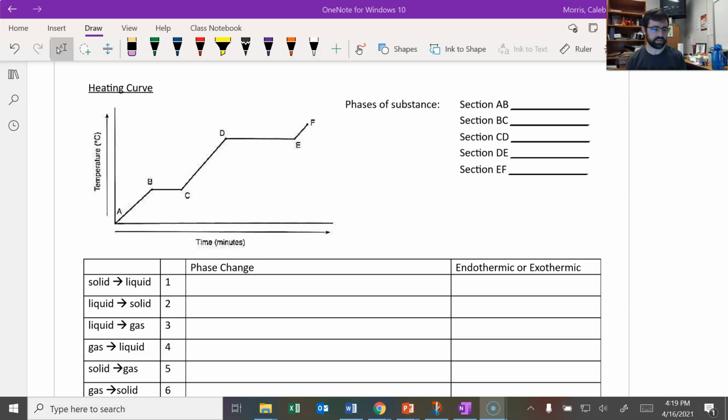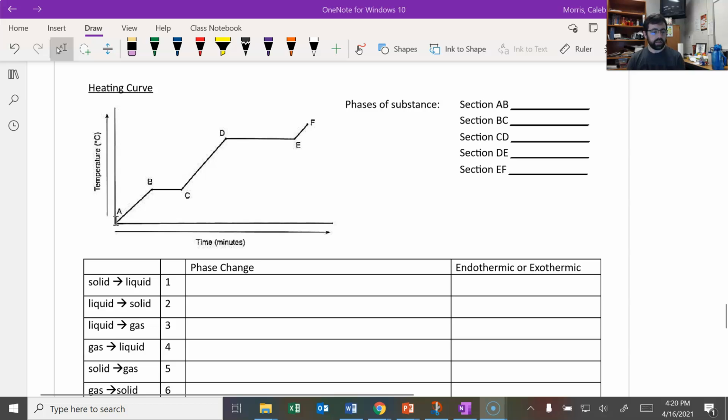So looking at this curve, I want you to recognize the axes. The y-axis is temperature in degrees Celsius. And then the time, you could also label this as heat. So we're heating something up. And the longer the amount of time it's sitting on a burner or whatever, the more heat energy is being absorbed by whatever we're heating up. Okay, this is a phase change diagram, a phase change heating curve.